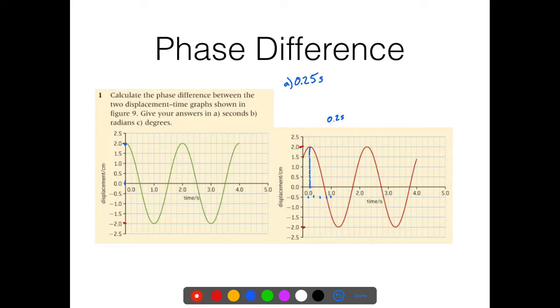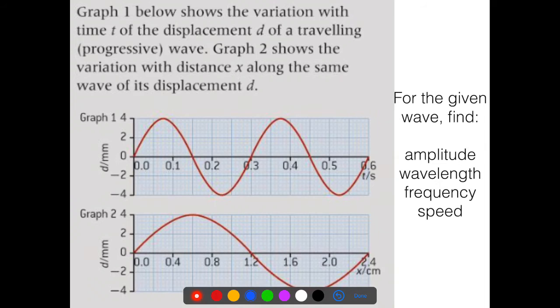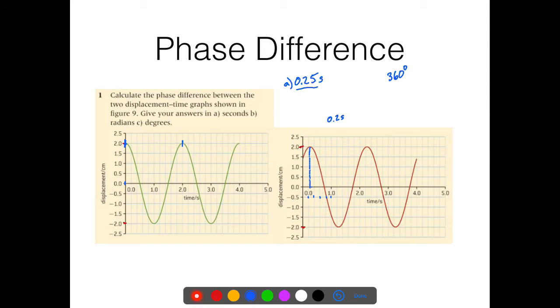All right, now I need to give it in radians or degrees. You can do it however you want. Some people are more comfortable working with degrees, some are more comfortable working with radians. I'll go ahead and do degrees first because I think that's how a lot of you will do it. Recognizing that the whole curve is one full cycle, one full cycle is 360 degrees. Now, the whole cycle was 2 seconds, and we're off by 0.25 seconds.